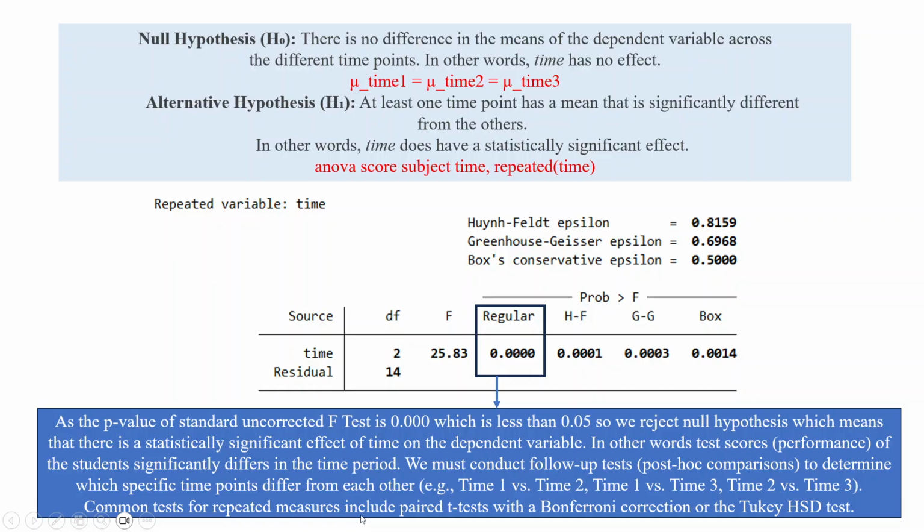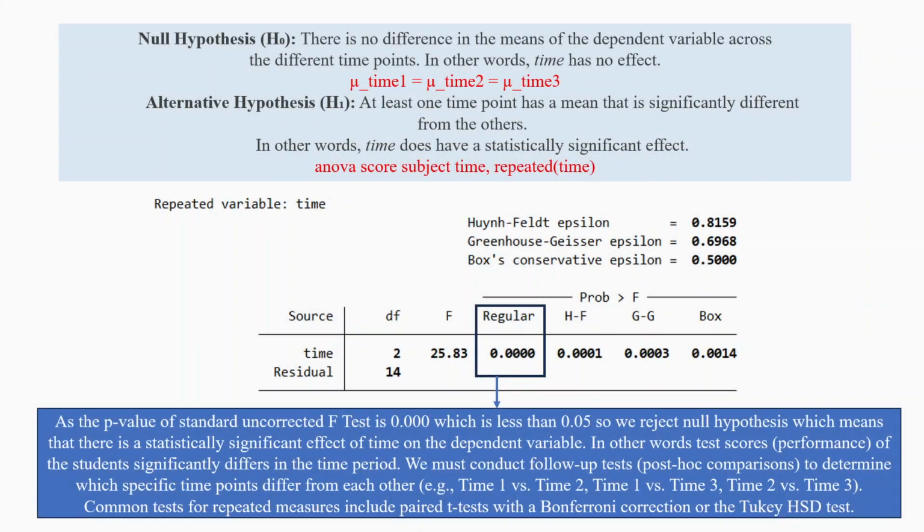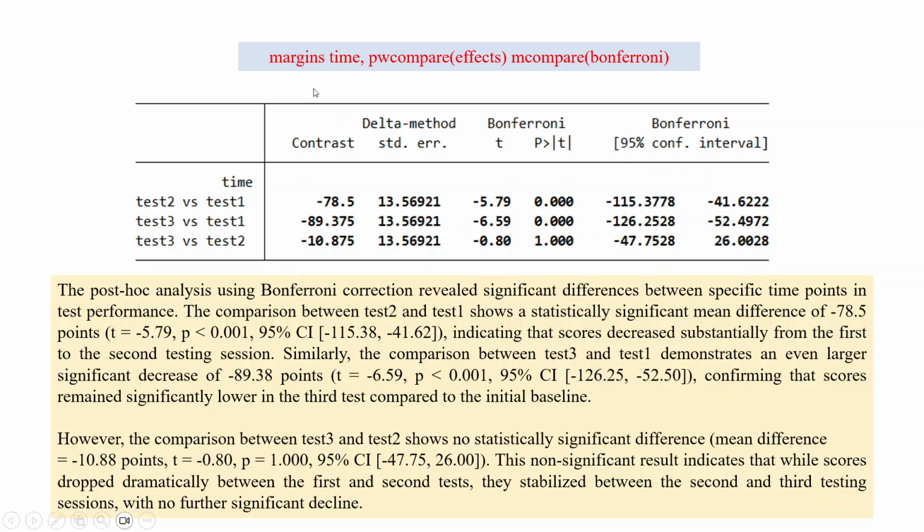Common tests for repeated measures include the paired t-test with a Bonferroni correction or the Tukey HSD test. The command line for doing the pairwise comparison is margins time. We are considering the time to be the significant factor affecting the dependent variable. So we want margins time, pairwise compare effects, mcompare Bonferroni, and we'll run this command.